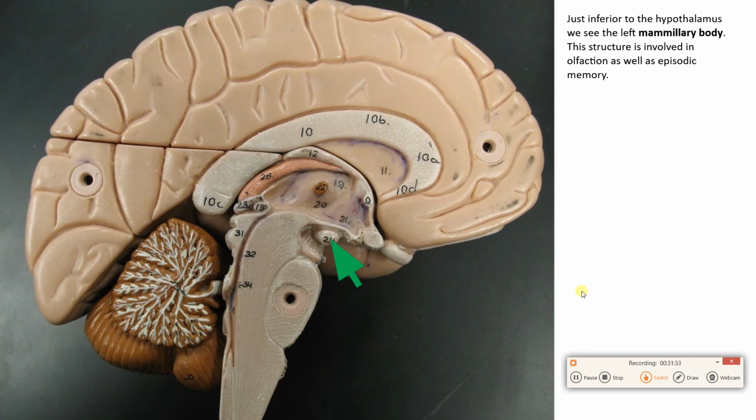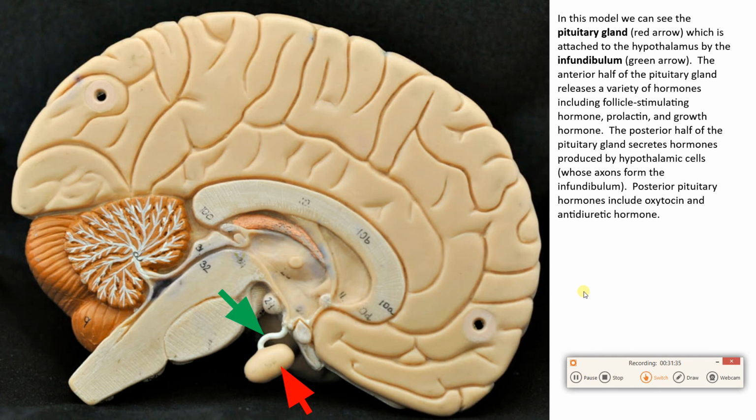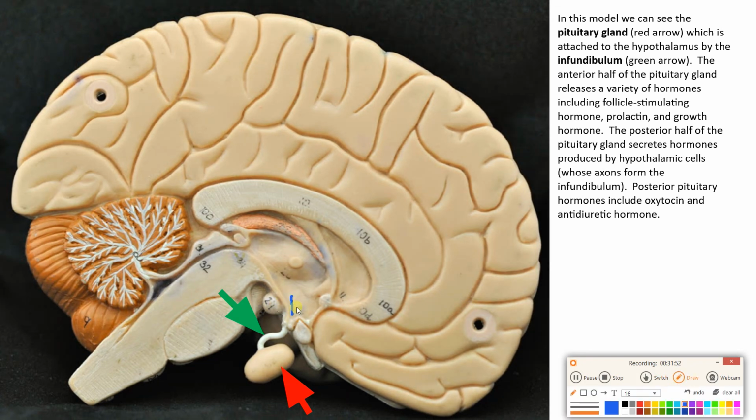All right. We're almost done, folks. Almost done. A little over half an hour. Not bad. And in this last model, I actually had to switch models because the other one did not have it. This model shows us something attached to our hypothalamus. So here is our hypothalamus right here. Right there.